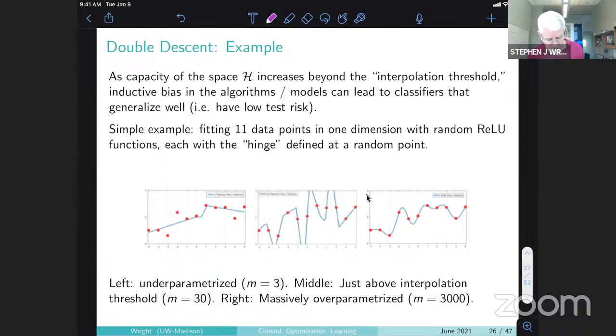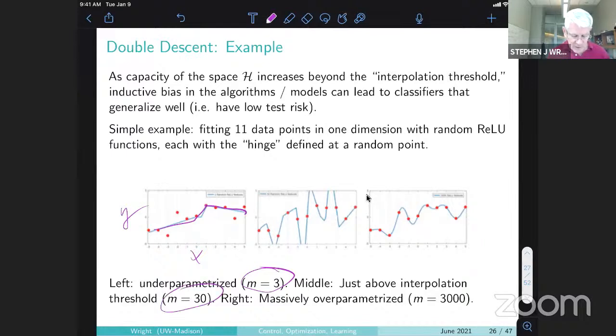There's a very simple example in this paper of Belkin where he says, let's suppose we're just doing one-dimensional data fitting. We've got X here, we've got Y here, and the class of functions that we're fitting from are piecewise linear functions with just two pieces. There's a single hinge at a random point between these two pieces. I've got to define a function that's a linear combination of these hinge functions to go through the red dots. First of all, if I've only got 3 of these hinge functions to work with, I can't do a very good job at fitting the red dots.